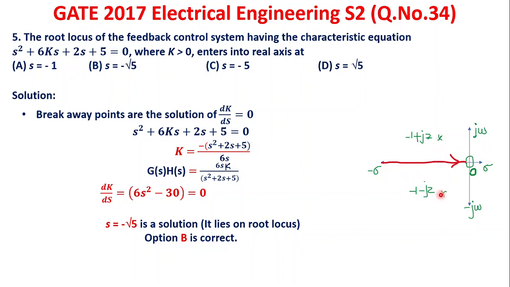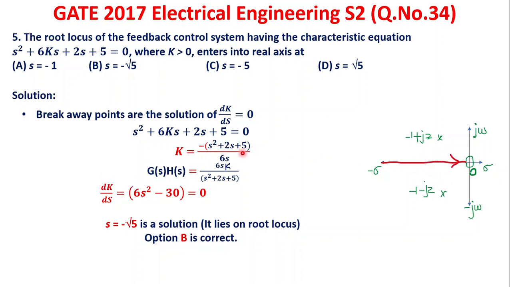Therefore, these two root loci will meet somewhere here that we have to find out. One goes like this, another goes like this. So this breakaway point is asked. Where it meets, that they are asking. So it should be a breakaway point problem only. Only to conclude that it is a problem on breakaway point, I am explaining this.